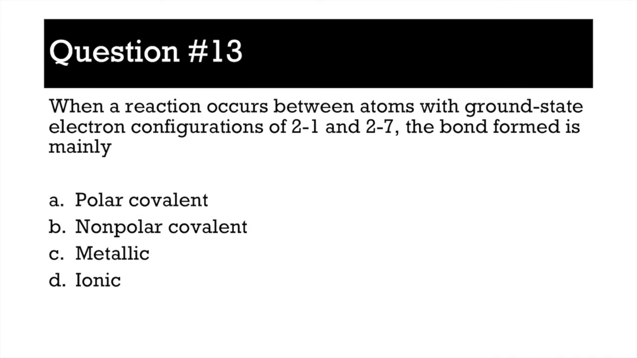Okay. Number 13 says when a reaction occurs between atoms with ground state electron configurations of 2-1 and 2-7, the bond formed is mainly. So don't get freaked out about this. 2-1, if you even just look at your last number, things with small valence electrons are metals. But even if you find this is Li, and that is a metal. 2-7 is fluorine, and that is a nonmetal. And what happens, metal plus nonmetal is, again, ionic.